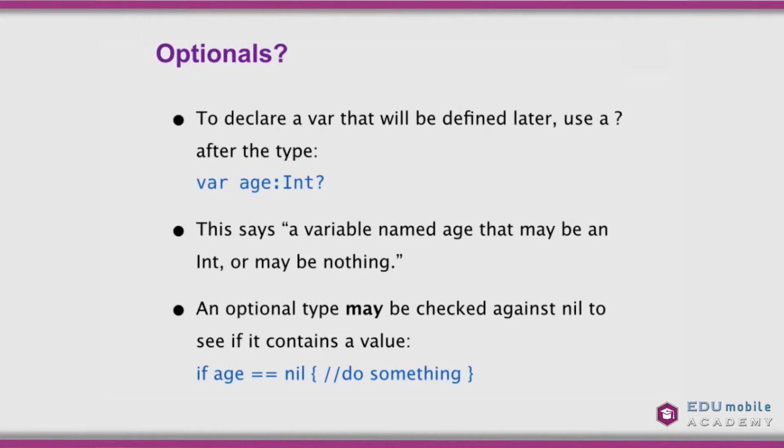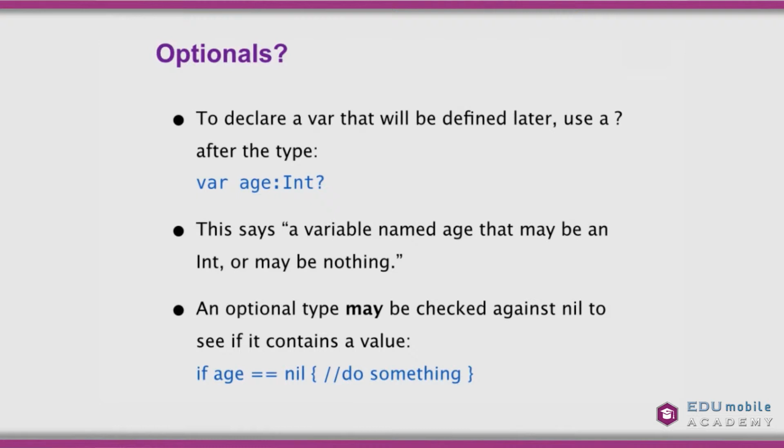So to declare a variable that will be defined later, we can use a question mark after the type. And this says this is an integer that may contain an int value or may contain nothing at all. So this is an optional. This is an optional int type. It is not the same as an int type. An int type says my value will be an integer and I will not consider the possibility that the value of age may be nil.